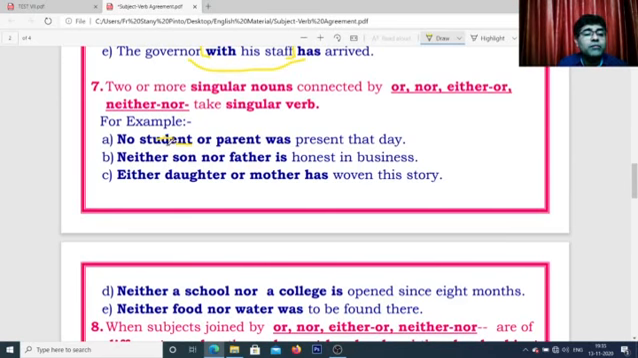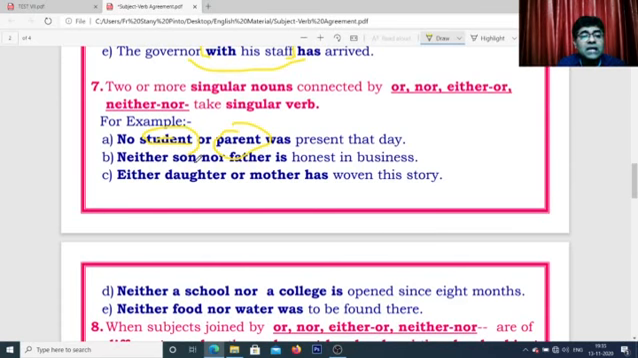Though we have one subject here, student, and another subject, parent, still they are two or more singular nouns connected by "or" or "nor." So no student or parent was present that day. Nobody, in other words, was present, or at least from this group of parent and student, not a single person was present. Please logically deduce in that way.